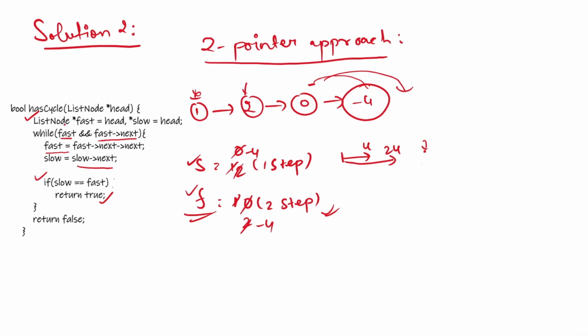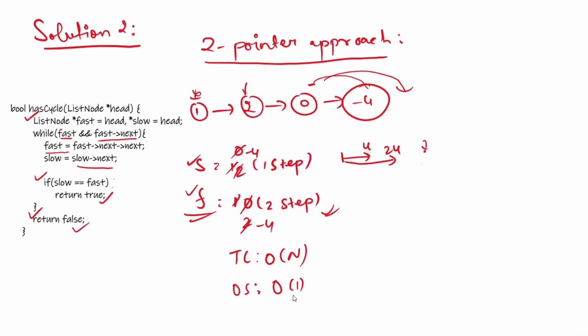If our fast points to the end of the list, then that means there is no cycle, so we will return false. So this is a very simple problem of a linked list, a very basic problem, to be honest. The time complexity of this problem will be O(n), and the space complexity, because we are not using any extra space, will be O(1).